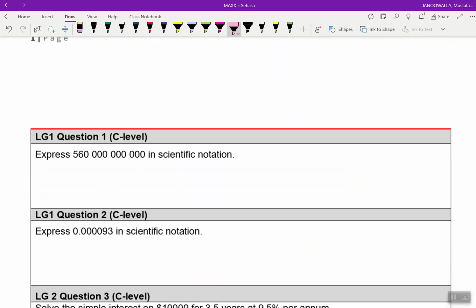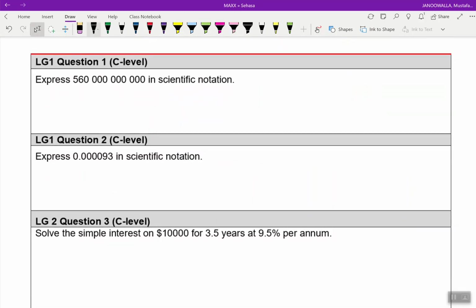So let's get started. First question talks about scientific notation. So you've got a very large number, 560 billion, and you want to put that into scientific notation, meaning something times 10 to the power of an index. Okay, so how we do this is simply just count the number of spots.